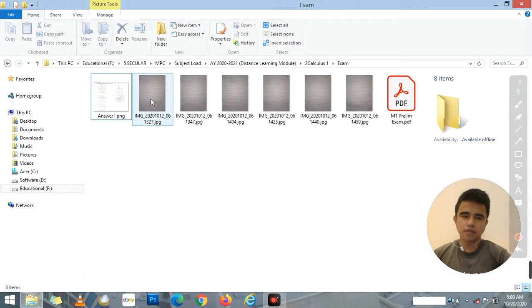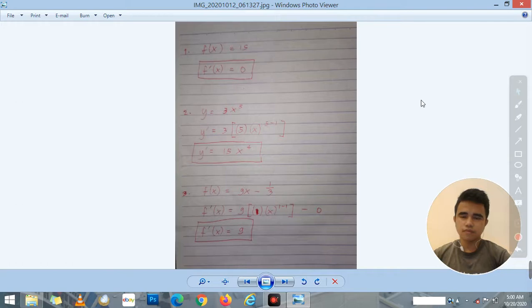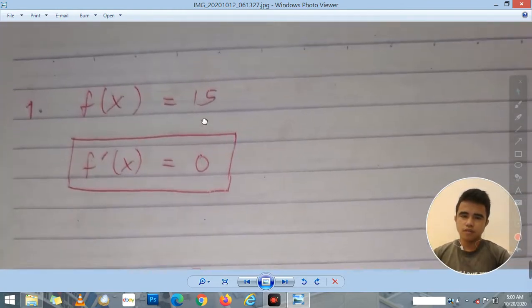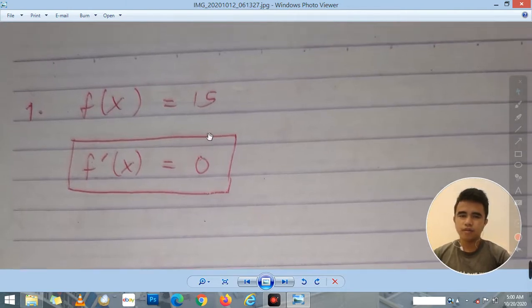Okay, let's proceed to test 2. For test 2, we have 10 items. Number 1, we have this function f of x is equal to 15. This belongs to our case number 1, derivative of a constant. So again, derivative of a constant is always equal to 0. So the derivative of f of x is equal to 0. Automatically, it is equal to 0.